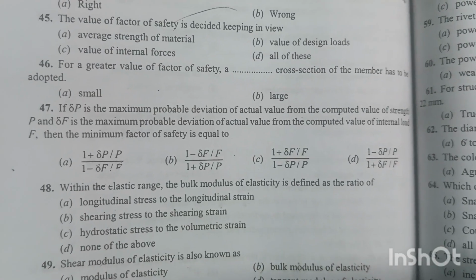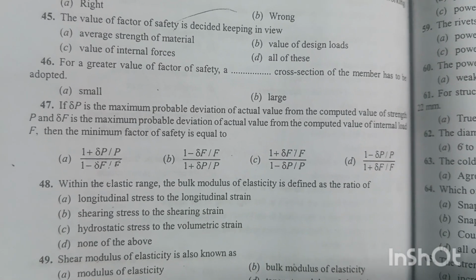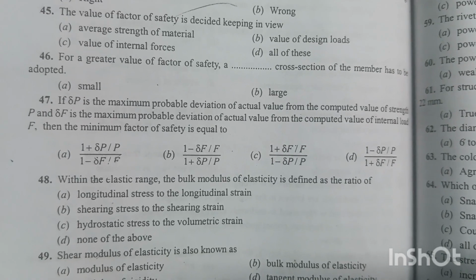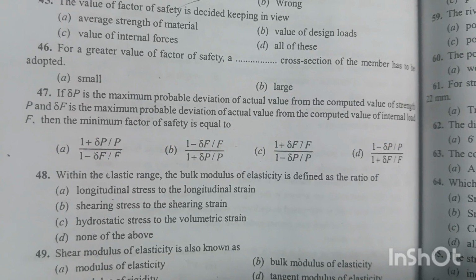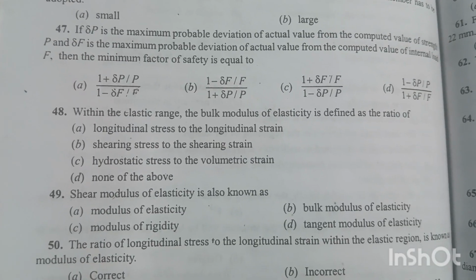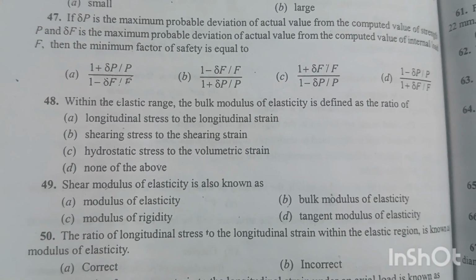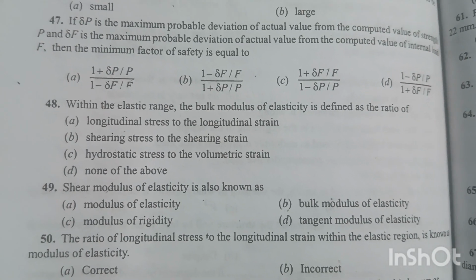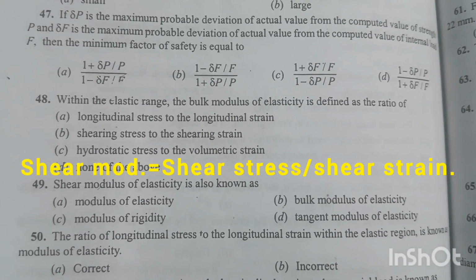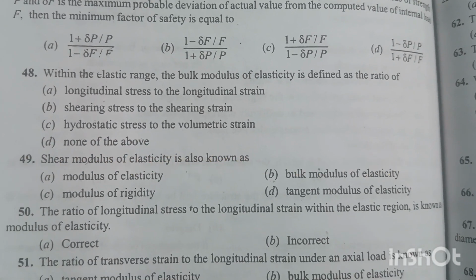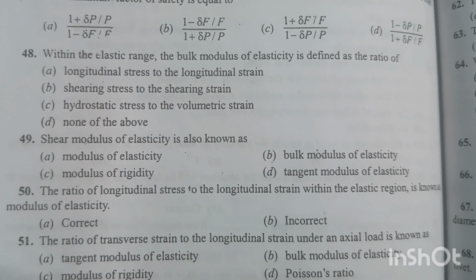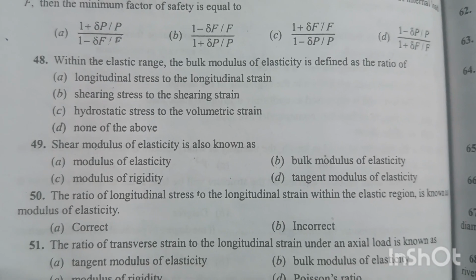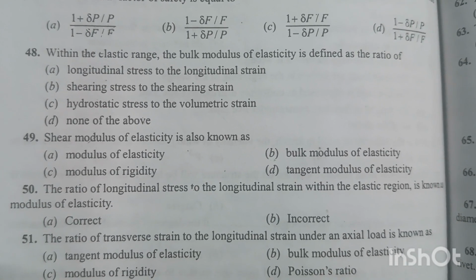Question number 48. Within the elastic range, the bulk modulus of elasticity is defined as the ratio of hydrostatic stress to volumetric strain. Option C is the right answer. Question number 49. Shear modulus of elasticity is known as modulus of rigidity. Option C is the right answer. Question number 50. The ratio of longitudinal stress to longitudinal strain within the elastic region is known as modulus of elasticity. Option A is the right answer, correct.